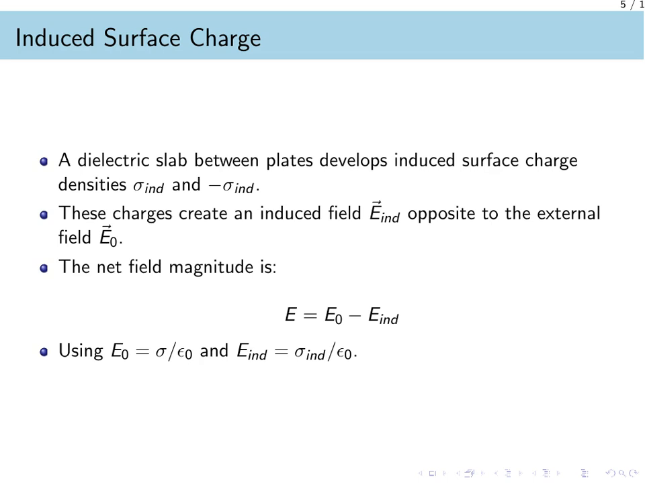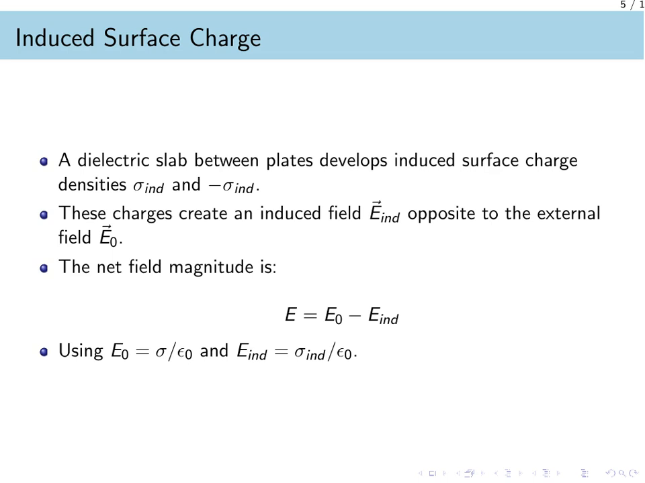When a dielectric slab is placed between charged capacitor plates, it develops an induced surface charge. Specifically, an induced positive surface charge density appears on one face, and an equal magnitude negative surface charge density appears on the opposite face. These induced surface charges create their own induced electric field, which points in the opposite direction to the external electric field created by the capacitor plates. Because these fields oppose each other, the magnitude of the net electric field inside the dielectric is simply the external field minus the induced field.